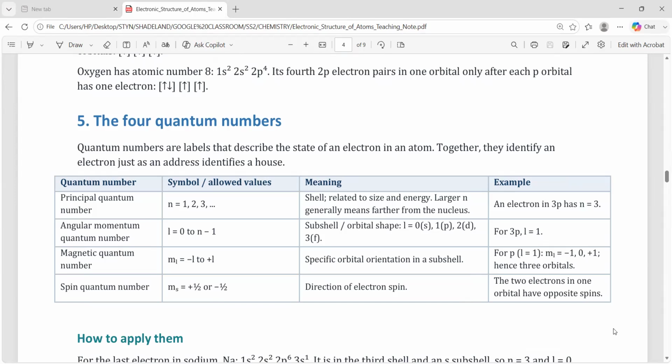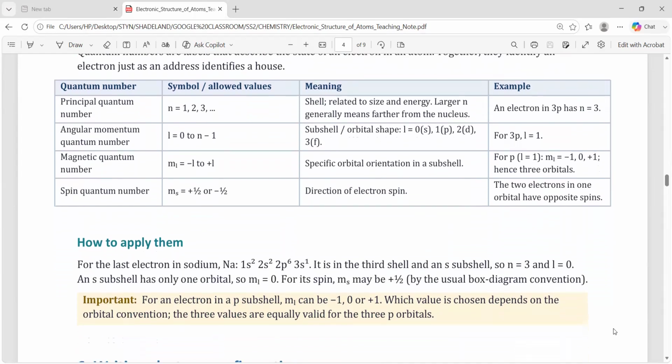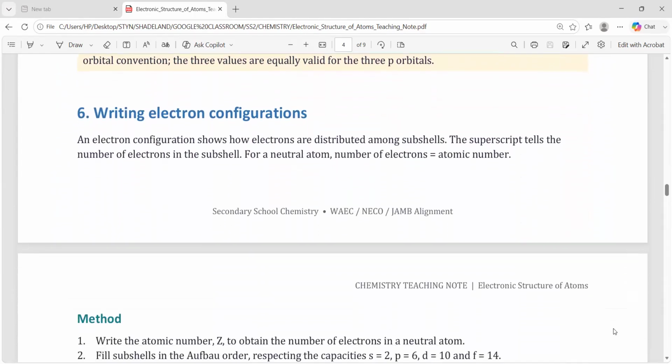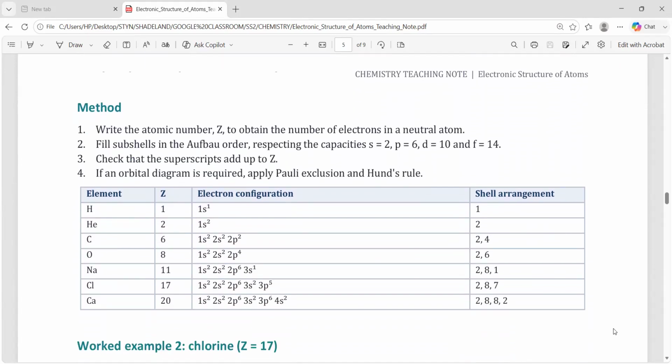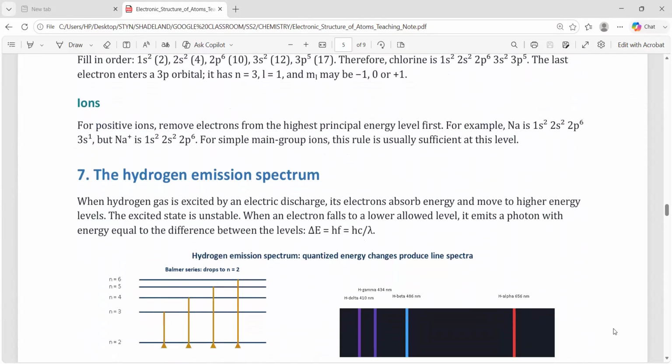All right? So we are going to explain it in detail in our next class so that you will understand that very clearly and you see how to apply them. And you now learn to write electronic configurations. You'll be able to write electronic configurations of different atoms.